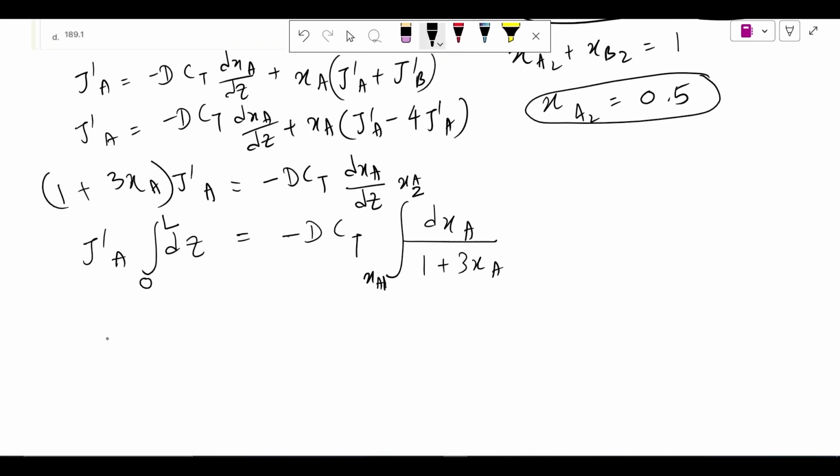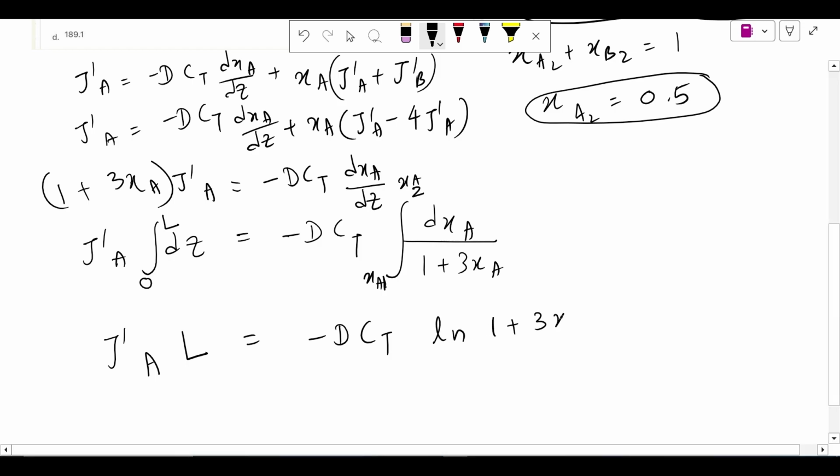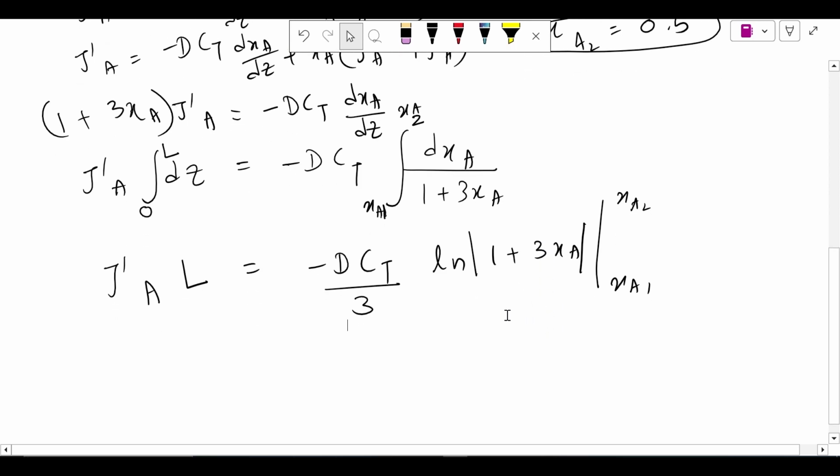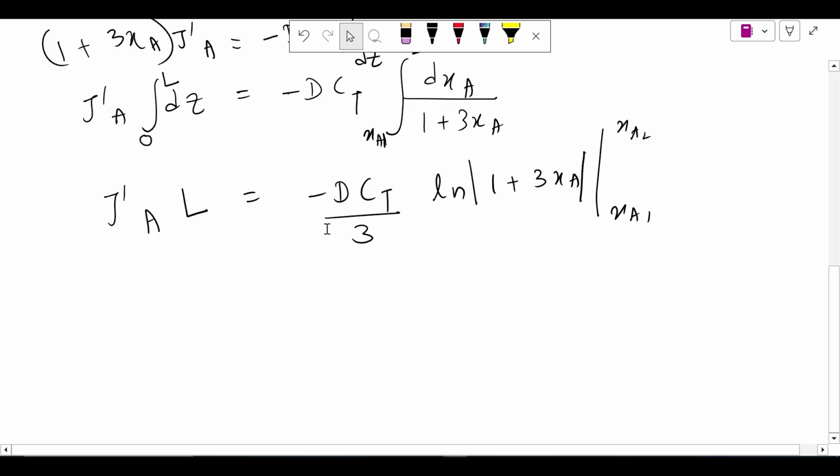And we can get the equation simplified as L equals minus D CT ln of (3XA2 minus 1... XA2, XA1) divided by 3 and divided by this number, right? Now we have a little problem, right? We don't know what the total concentration is. This CT value is unknown, right?